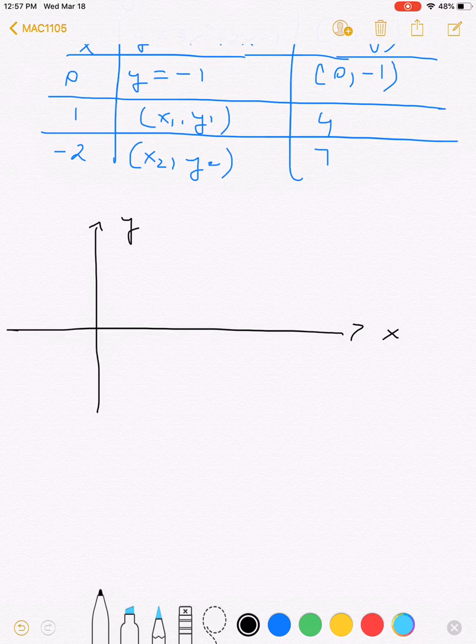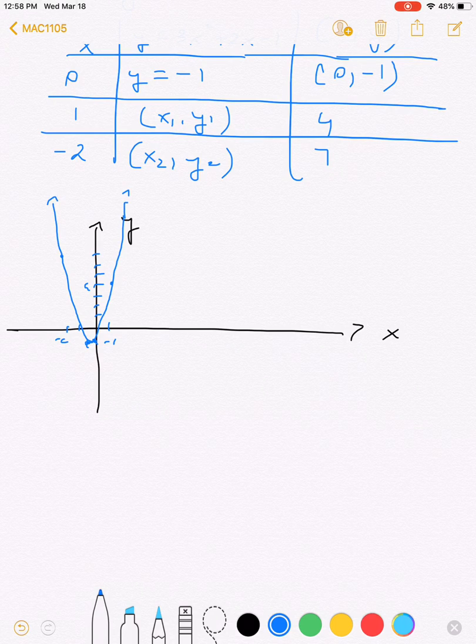X, y, so I'll change to blue, so we have point 0 comma -1 somewhere here. Then we have point 1 comma 4, 2, 3, 4, and we have point -2 comma 7. -2, that was 4, 5, 6, 7, right here. And the vertex will be somewhere here. Again, I'm not talking too much about the vertex, but we will learn that soon. Okay, so that's the problem. Okay, that's the given function.